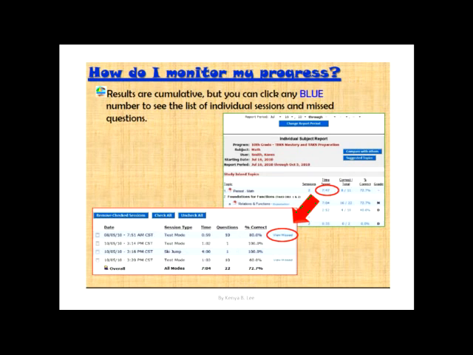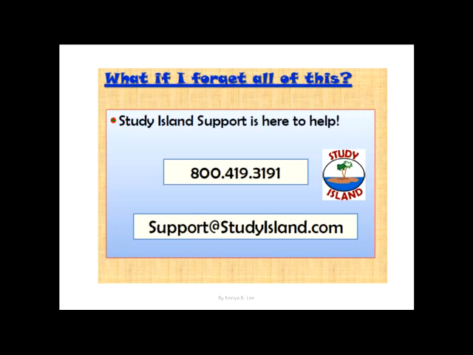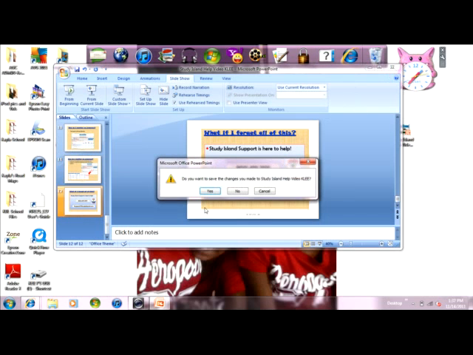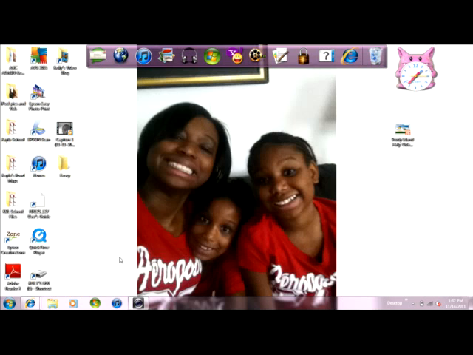Also, I'm going to show you inside after this presentation exactly how to go into the view list. You basically click on the specific lesson, the specific time you took, and you open it up, and it'll say we'll prepare your report, and it tells you which ones you missed. If you don't remember any of this, just remember the Study Island number, 1-800-419-3191, or you can email support at Study Island and they can help you. But I'd rather you ask your teacher because they're the ones that can help you the most.